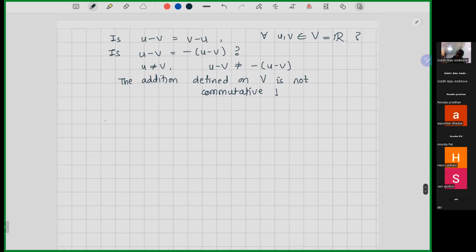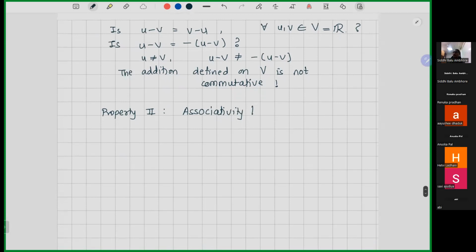Okay, so we will check our property 2. Property 2, if you know, was associativity. So we want to check whether for U, V, and W from V, U plus (V plus W) is equal to (U plus V) plus W.